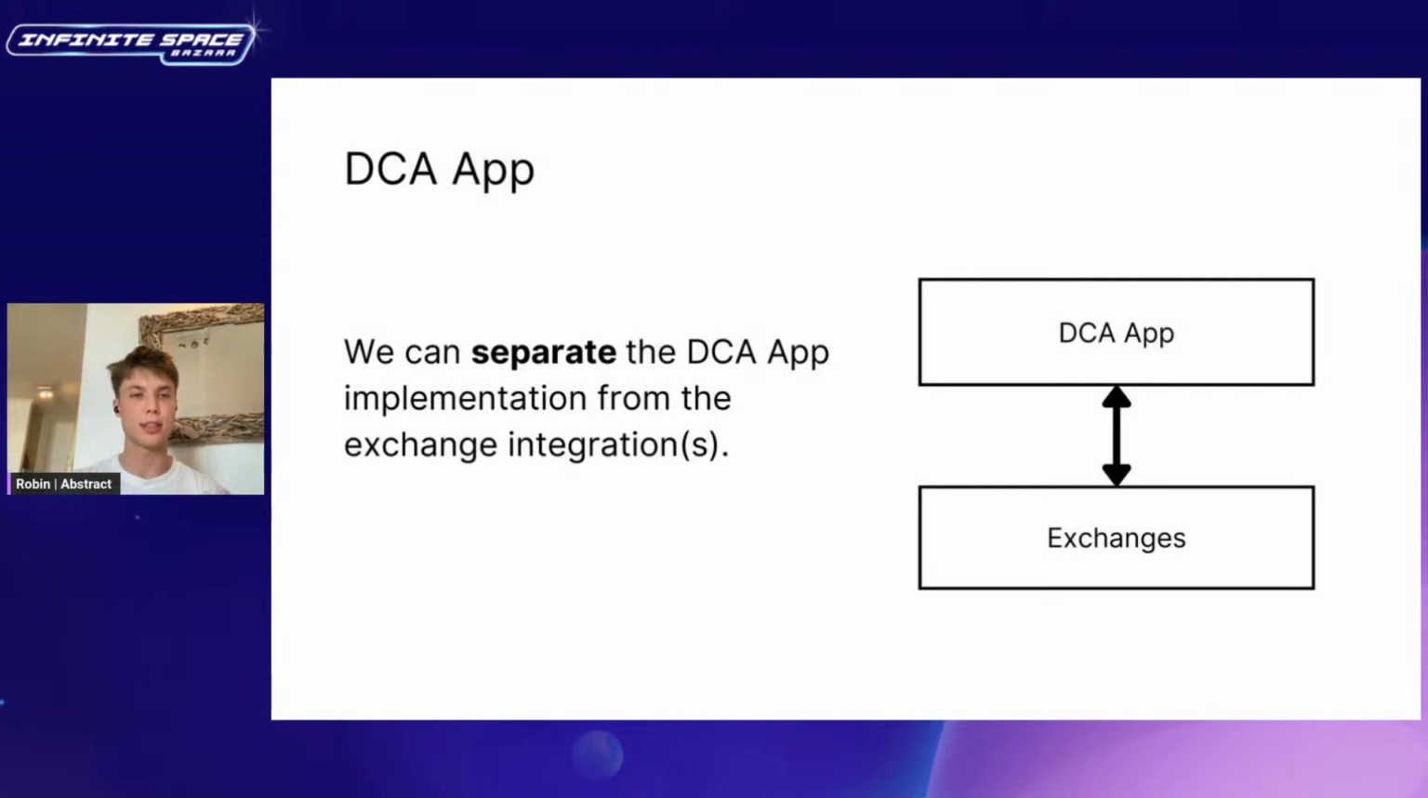So what Abstract allows you to do is to separate that logic, the DCA application logic and configuration, from the actual exchange integrations. And that way you reduce the scope of your application, and you reduce the overhead of having to integrate with these exchanges. So how does that work?